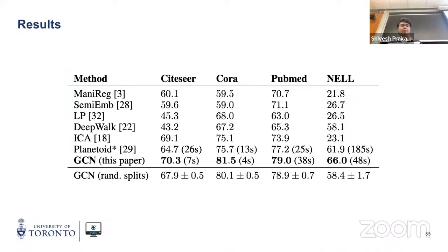Right. So remember that this paper was written in 2017. So these models are the models used back then. And back then, GCN outperformed all these models. And these here, CiteSeer, Cora, PubMed, NELL, these are all different data sets. So as you can see here, GCN, yeah.